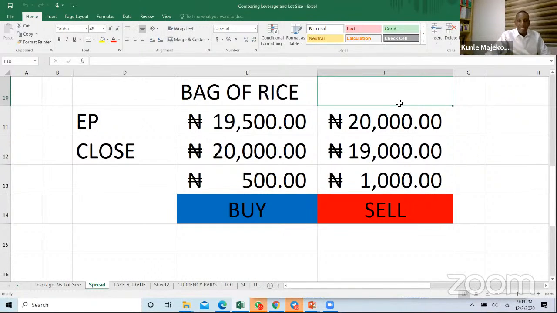I will now go to my friend. I will buy at 19,000 and go and deliver to that person waiting in my shop at 20,000. And I made a profit of 1,000. What did I do first? I had sold first before I buy.